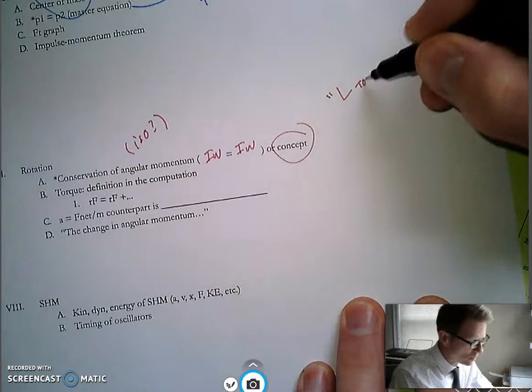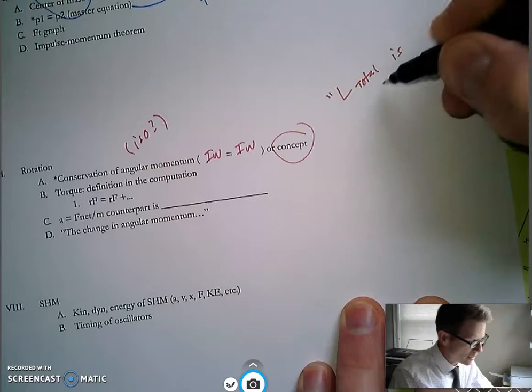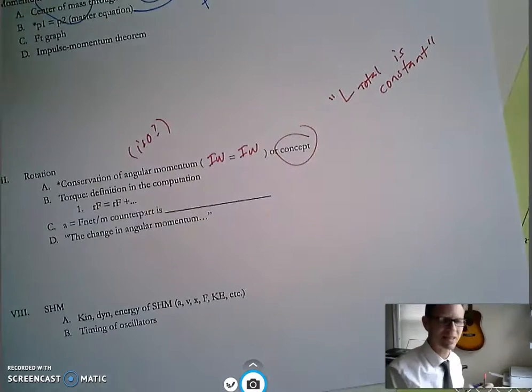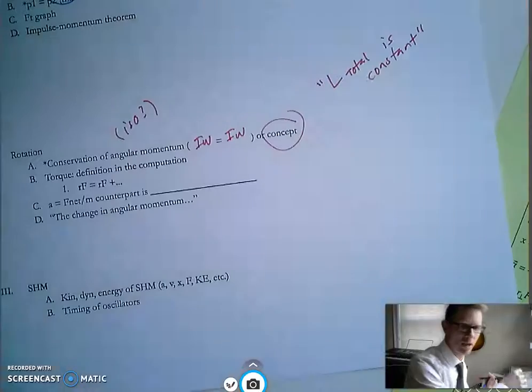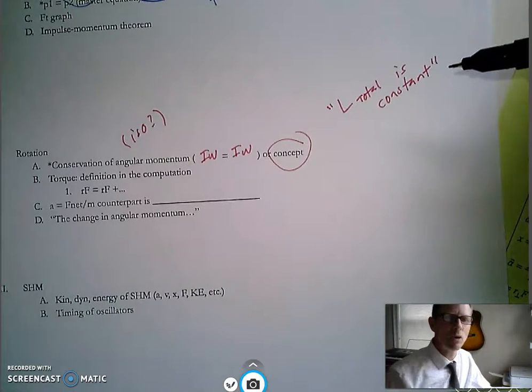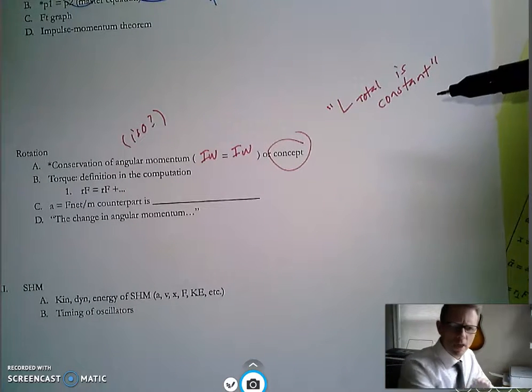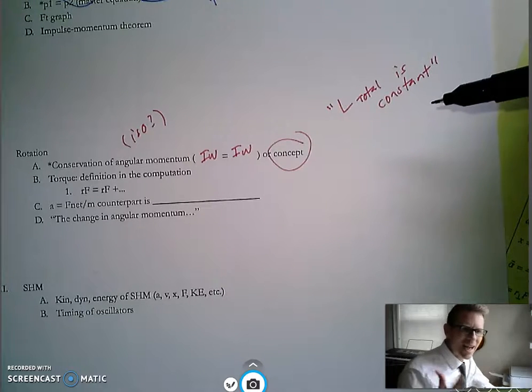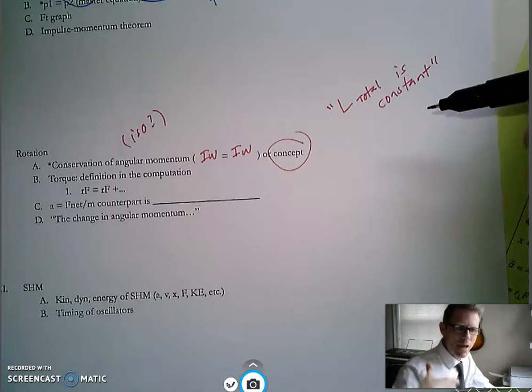L total is constant and unchanging. They want you to recognize that you're probably going to say that somewhere. I might only bet $10 on that, but you're probably going to say something. They want you to recognize, oh, like a planet orbiting a sun. Hello, the angular momentum of this system is constant. It's isolated. It's just the planet and the sun.